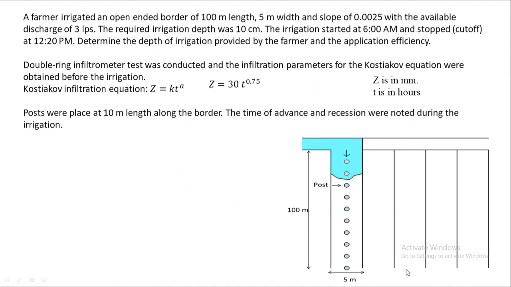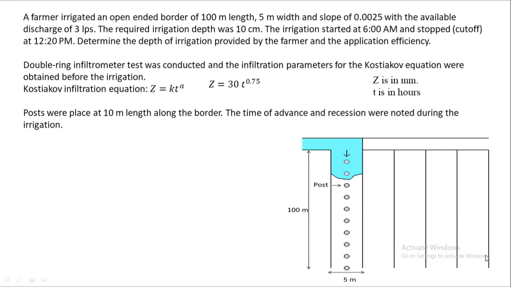Now a farmer irrigated an open-ended border of 100-meter length, 5-meter width and slope of 0.0025 with the available discharge of 3 liters per second. The required irrigation depth was 10 centimeters. The irrigation started at 6 a.m. and stopped at 12:20 p.m. Determine the depth of irrigation provided by the farmer and the application efficiency.